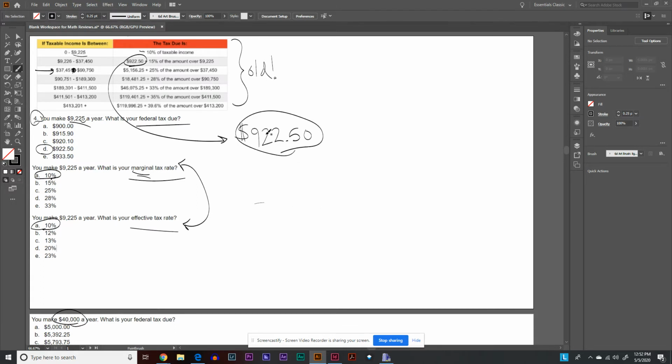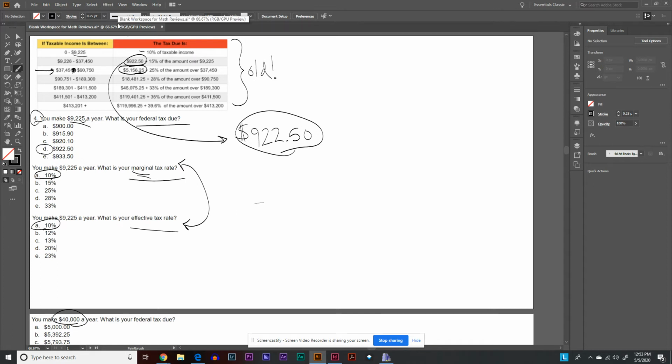So that was $922.50. Plus, we're going to be charged 15% on the amount over $9,225, right? Well, check this out. The next tax bracket that we are in for this one says that we need to pay $5,156.25 plus 25% of the amount over 37,450. So what this means is that this $5,156.25 must be the $922.50 that we paid on the first $9,225 we made at 10%, plus this amount of money charged at 15%.